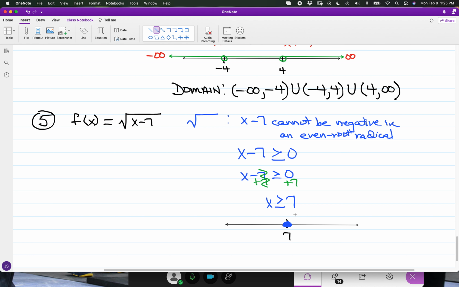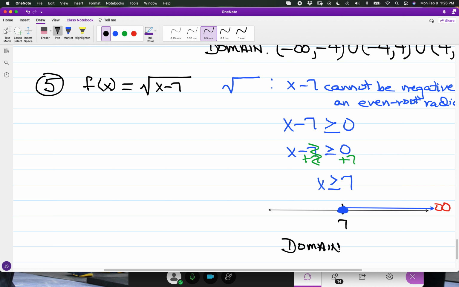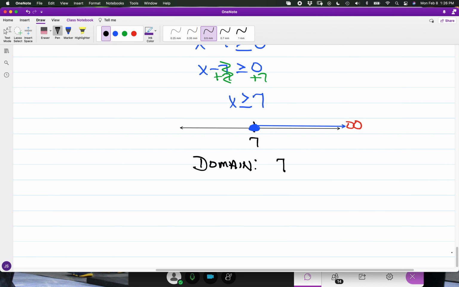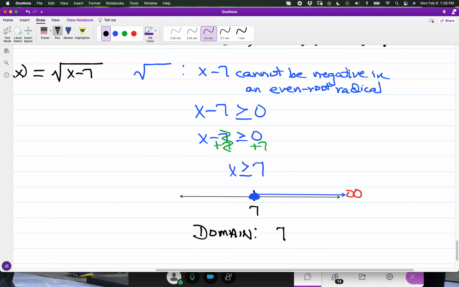And so for the domain, we're starting from and including 7. So instead of a parenthesis, we'll have a bracket. And again, we have approaching infinity, which is boundless. So this portion here represents the interval notation solution for the domain.